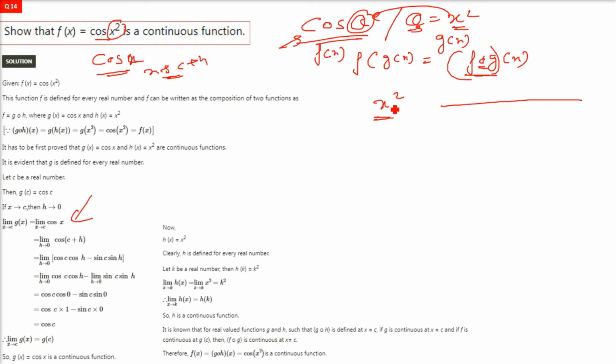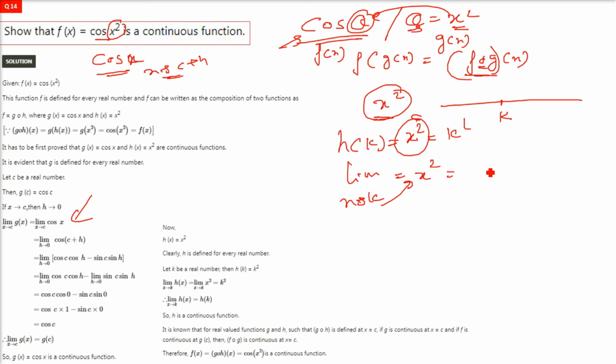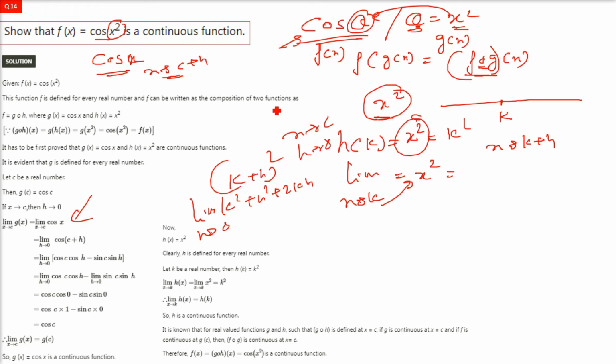So take any number line, because hx equals x square is defined for every real number. So let us take k or any c. We have already taken c, so let us take k. So hx is x square, so hk will be k square. When x is approaching k, limit x tends to k of x square, what do you get? You can just replace x by k plus h. Then also the same thing will come: k square plus h square plus 2 into k into h. Now apply limit h tends to 0.